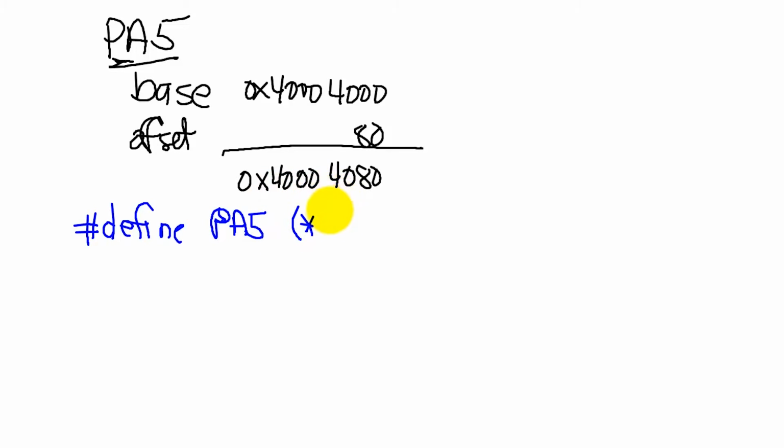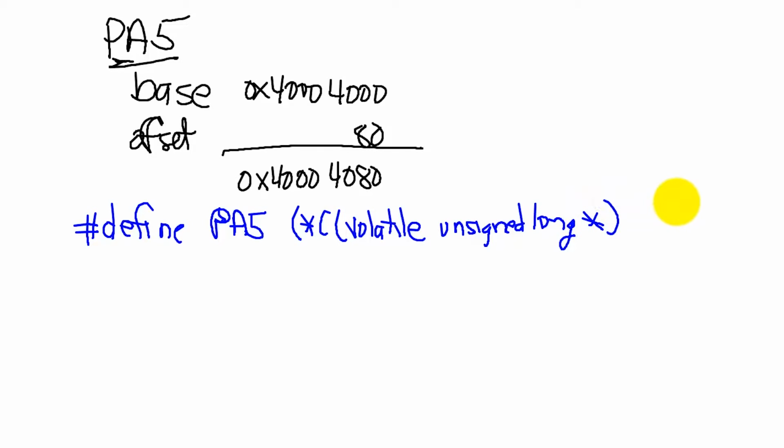And then I use this magical C code to make a port: volatile unsigned long star, parenthesis, I give it this address, 0x4004, 080, parenthesis, parenthesis. Okay? If I define this port, now what I have is magic.